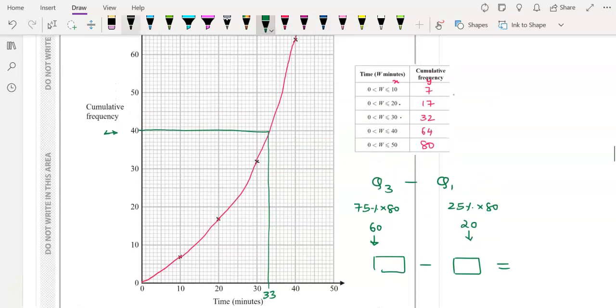From 60 you go to your graph, and you come down.